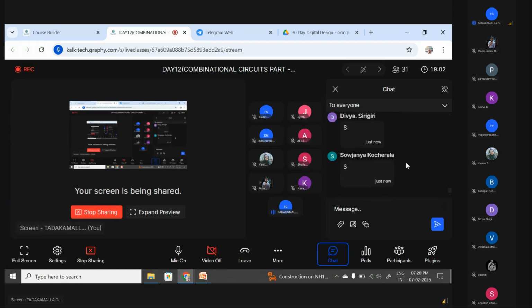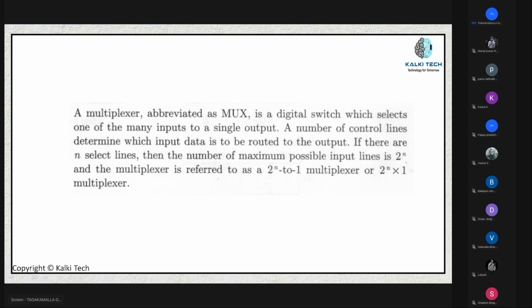Now, let us start with another combinational design, which is nothing but your multiplexer. Let us see what is meant by this multiplexer. A multiplexer, abbreviated as MUX, is a digital switch which selects one of its many inputs to a single output. A number of control lines determine which input data is to be routed to the output. If there are n select lines, then the maximum possible number of input lines is 2 power n, and the multiplexer is referred to as a 2 power n to 1 multiplexer, or 2 power n cross 1 multiplexer.